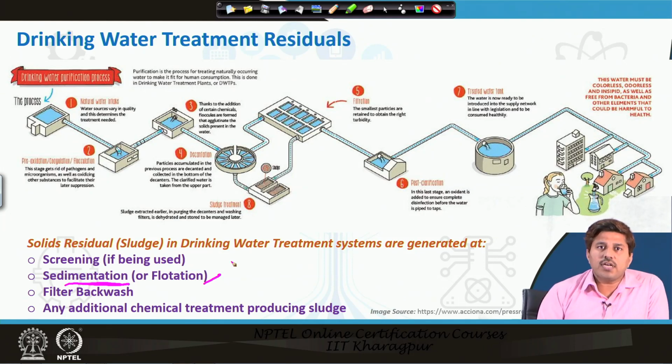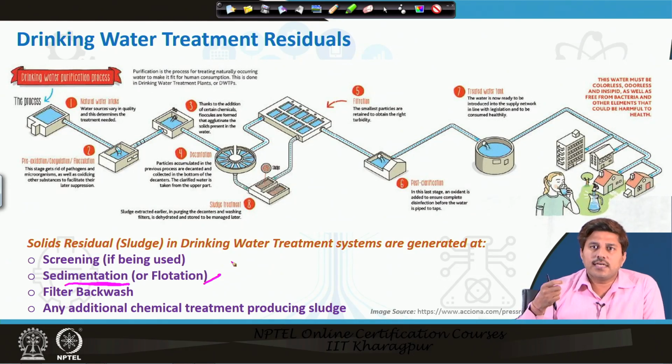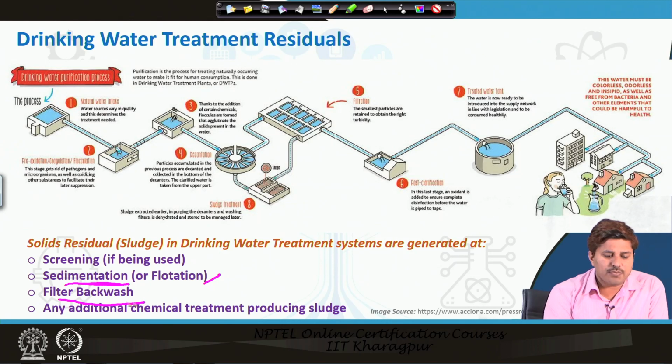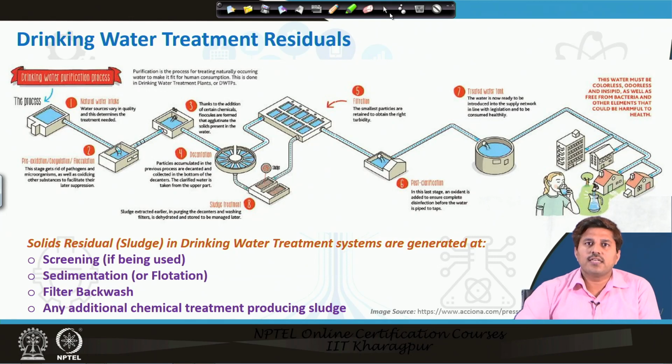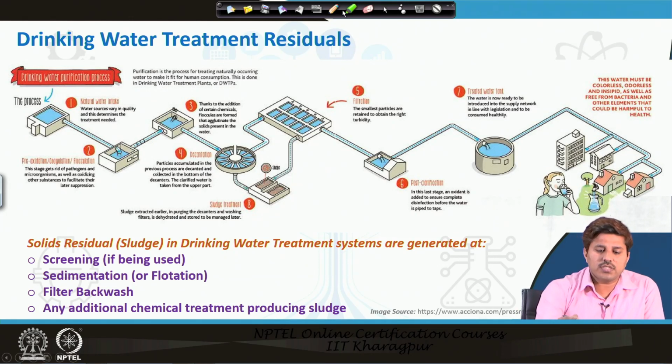Then solid residuals also come from the filter backwash, because of the microflocs that get retained during the filtration stage. When we backwash the filter, the spent wash water which is collected contains a lot of solids. That wash water might be settled and whatever residue comes is also a component of the sludge, and so is any additional chemical treatment that produces sludge. If you are using a softening process or some other processes, they also generate sludge, so that can also be a component of the sludge.